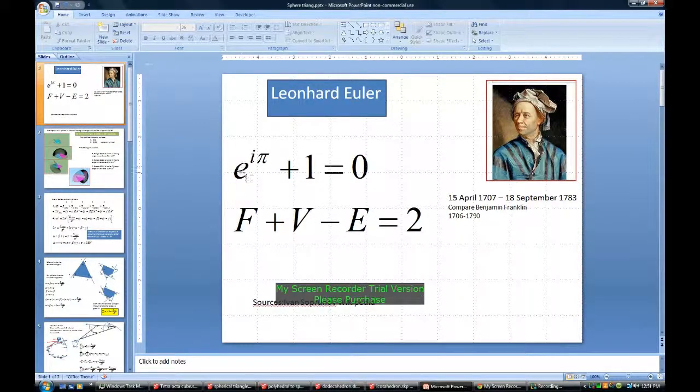Famous for this great equation relating the 1, 2, 3, 4, 5 most important numbers in mathematics. Apparently e to the i pi plus 1 equals 0. But that's not what I'm going to talk about here. I'm going to talk about this other famous equation from Euler: f plus v minus e equals 2, which I won't explain right now, but I will shortly.